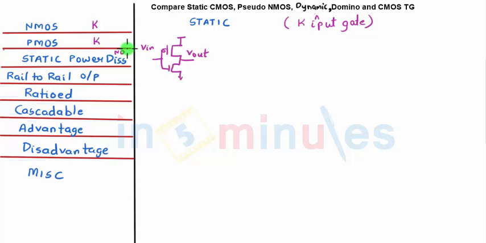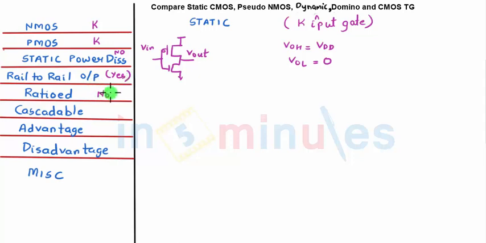Rail to rail output: we saw that when we studied the static CMOS inverter, our VOH was equal to VDD and our VOL was equal to 0. We got a perfect voltage swing. So rail to rail output, yes, we got it perfectly. Ratioed: we did not have to size our transistors to get the correct functionality. We kept on sizing because we wanted equal rise and fall time, or equal charging and discharging time, but we did not have to size for the functionality. So they are not to be sized, so not ratioed.